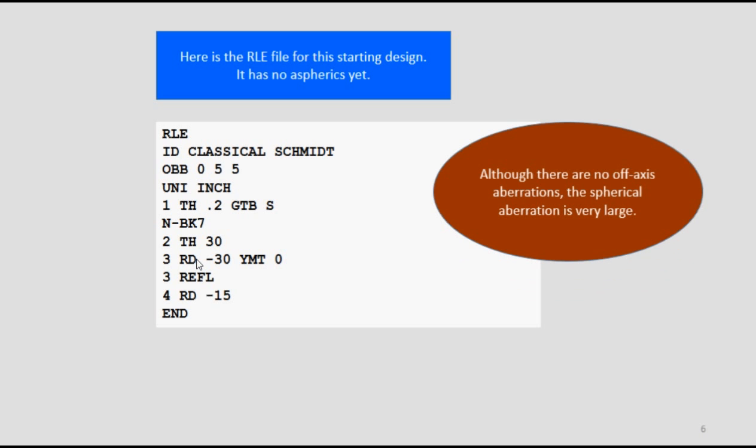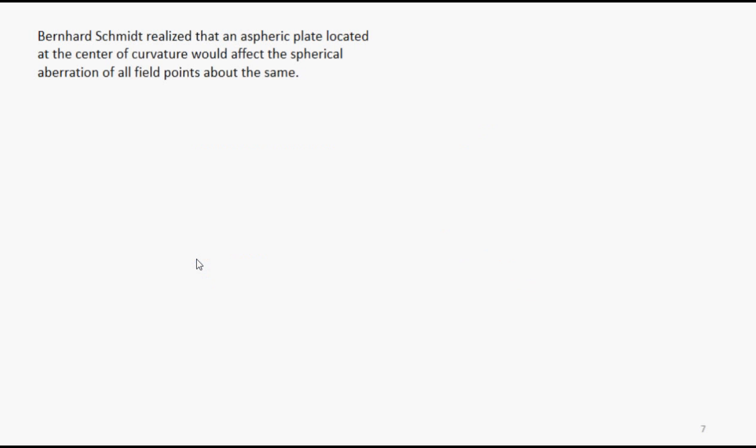Although there are no off-axis aberrations, the spherical aberration is very large. And Bernard Schmidt realized that if you put an aspheric plate at the center of curvature, it would correct the spherical aberrations all over the field in about the same way.